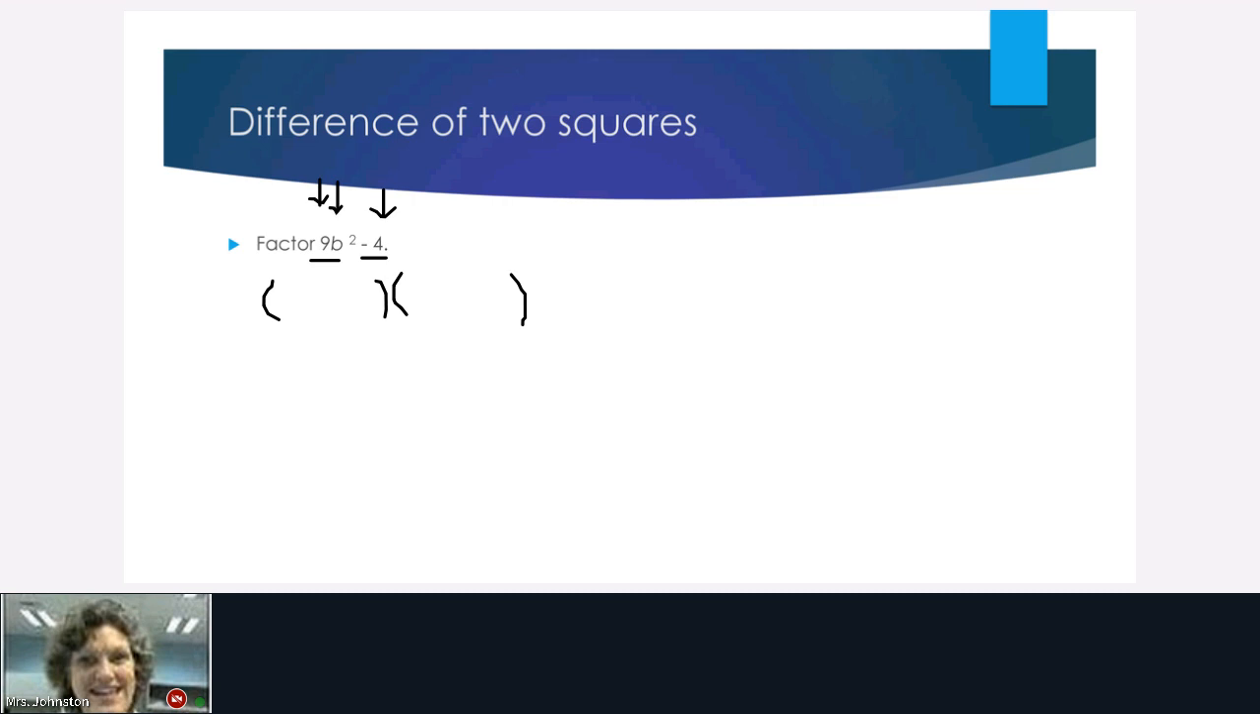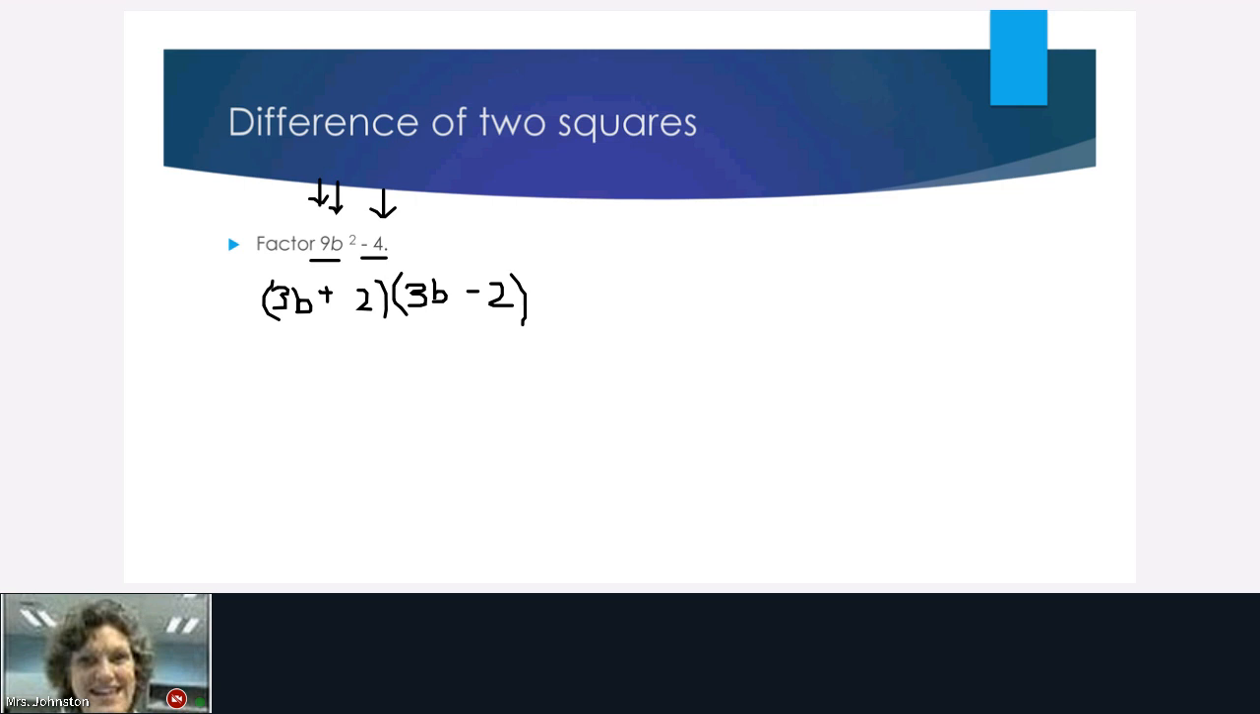So the only thing I have to do here is to remember the little shortcut. I'm going to take the square root of each of the terms from my numbers. So that means 3b and 2. I'm going to put the identical terms into both binomials. And here's the thing you have to remember. One will be plus and one will be minus. And I'll show you how this works out.